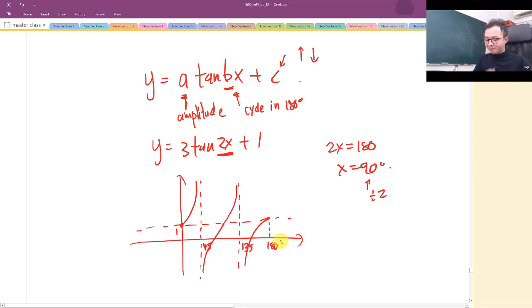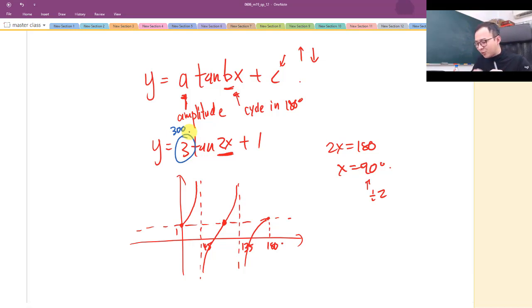Okay, over here, you can see normally my 180 or 0, I will start from 0, but because plus 1, my whole graph actually shifts 1 unit above. Therefore everything is stuck at 1 here. And you might ask, how about the 3? The 3 is amplitude. Tangent is very hard to see the amplitude. So the graph still looks like this, even if this is 3 tangent 2x.